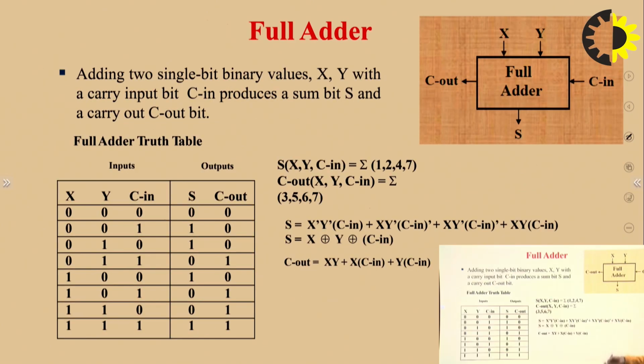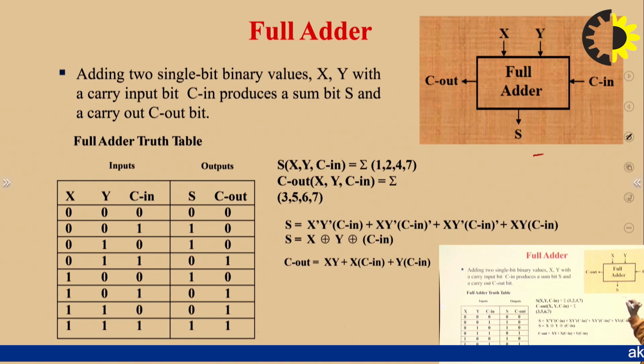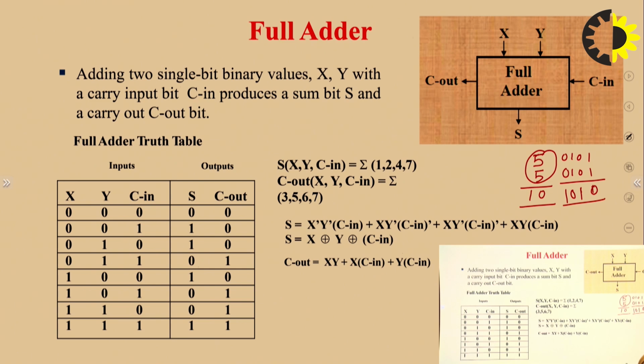Similarly, now the full adder. Full adder is the extension of half adder. We use a full adder when we have carry. Suppose your addition is like this: you have to add 5 plus 5, right? 5 plus 5 is 10. How do we write it in binary? It is 0 1 0 1 and similarly 0 1 0 1, right? So we will be writing 0 1 0 1.